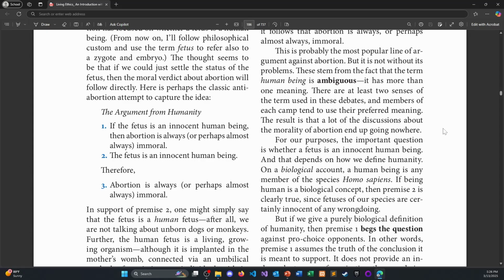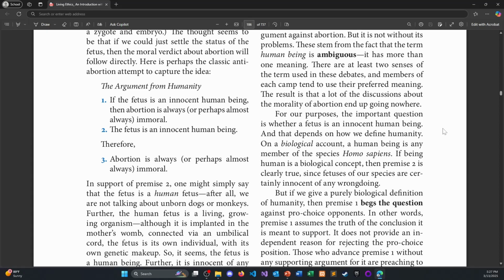And going through these, we can try to memorize them like before, but we also can try to reconstruct them in our mind by trying to think of counterexamples. So we can look at this particular argument. This is an argument in favor of saying that abortion should be prohibited morally. So abortion is always, or perhaps almost always, immoral.